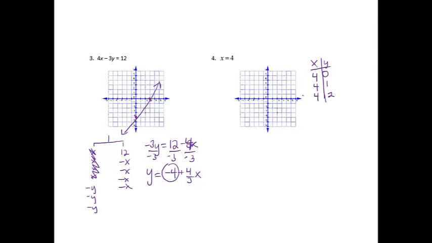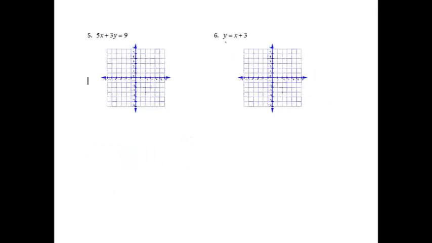So I'm just going to put 0, 1, 2. So now I'm going to graph those points, (4, 0), (4, 1), (4, 2), and it ends up being a vertical line. The other way that you can remember it is the x-axis goes horizontal, so an x equals line goes vertical. Right, number 5, 5x plus 3y equals 9.